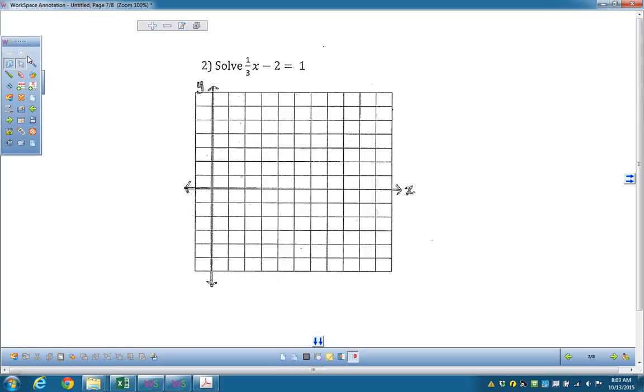So with this one, the two equations that I want to graph are y equals 1/3 x minus 2 and y equals 1. How do I graph y equals 1/3 x minus 2? What's the y-intercept?